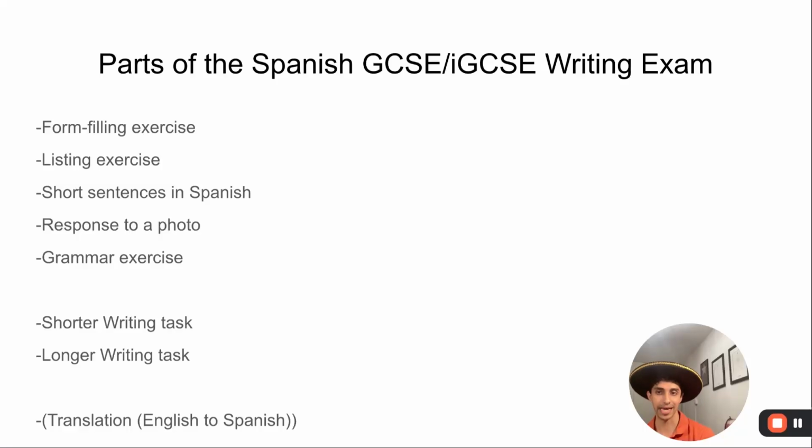The kinds of tasks that can come up, though, in your writing paper involve a form filling exercise, a listing exercise, an exercise asking you to write short sentences in Spanish, an exercise asking you to provide a brief response to a photo, a small grammar exercise, a shorter writing task, a longer writing task, and translation, which would be from English to Spanish, if indeed translation is part of your writing exam. The shorter writing task is, of course, the subject of this particular video, and that's what we're going to look at in more detail here.